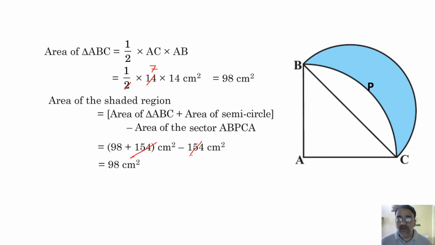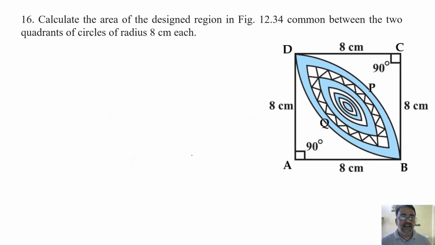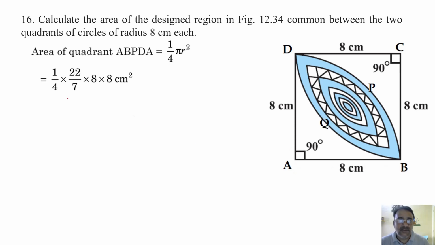Okay, fine. Yes, sir. So now we are moving towards the last question of that exercise. Calculate the area of the design region in figure 12.34 common between the two quadrants of circles of radius 8 centimeter each. Right? So what we will do, first we will find the area of quadrant ABPDA, this quadrant. Okay. So 1 by 4 pi r square formula, 1 by 4 into 22 by 7 into 8 into 8, right? So we can cancel this. So we'll get 16 into 22 by 7. So we can write 352 by 7 centimeter square.